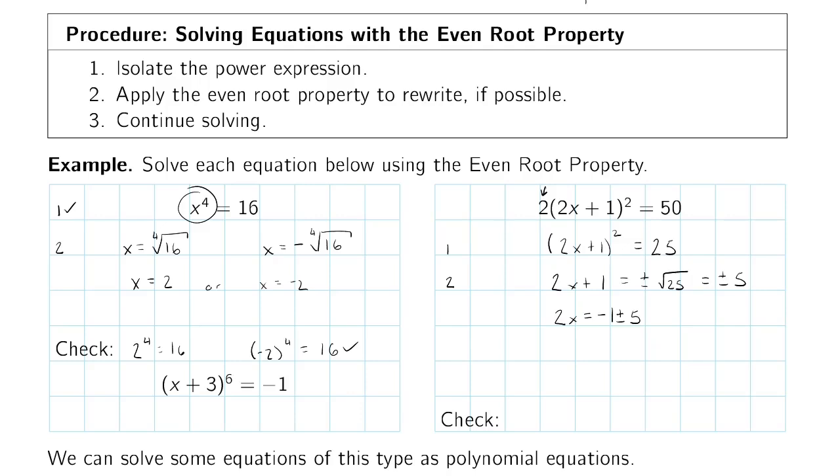This is the major drawback to using the plus or minus shortcut. I can't combine that 1 and that 5, because I don't know whether I'm going to do plus or minus. So here I'm going to split up, because now I have 2x is -1 minus 5, which is -6, or 2x is -1 plus 5, which is +4.